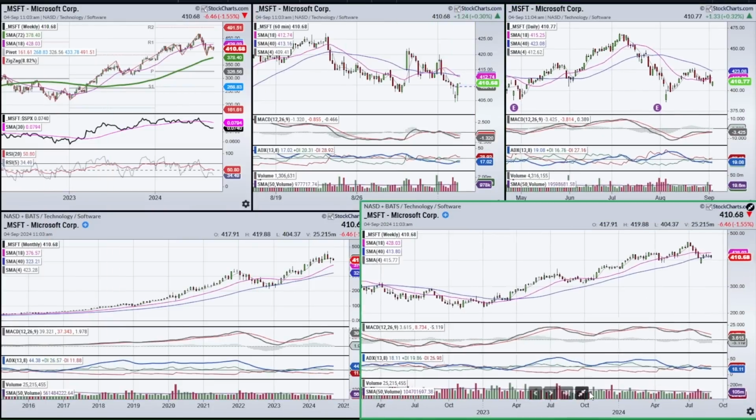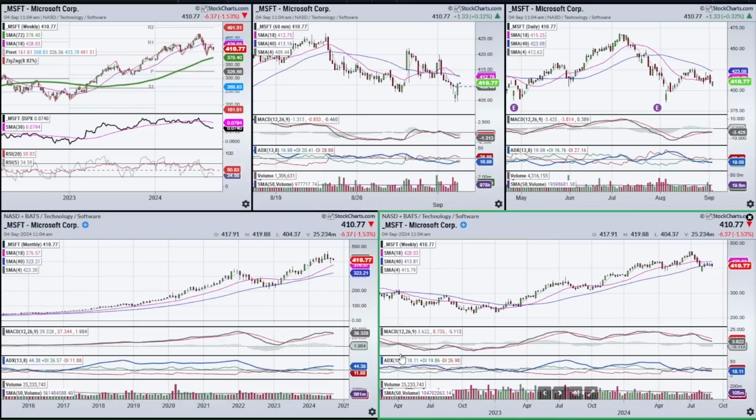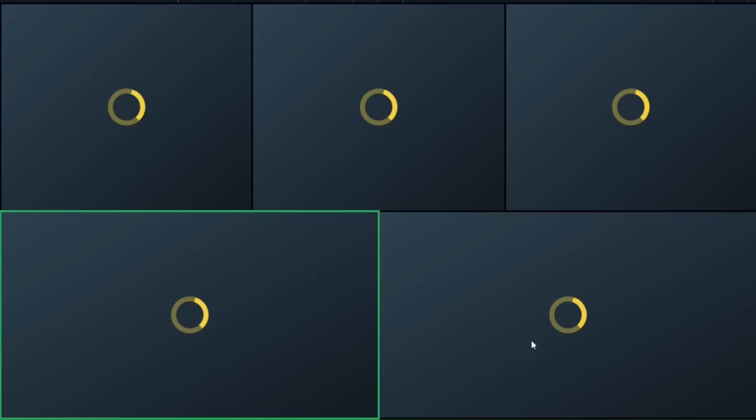I personally don't really like this below the 18-week. That's 428. So we're going to need to see that recovered. The longer-term trend is still up above the 18-month line. So I'm not really concerned about the bigger picture at this point. Again, unless we come back down below this prior low, then I'd start to get a lot more worried.